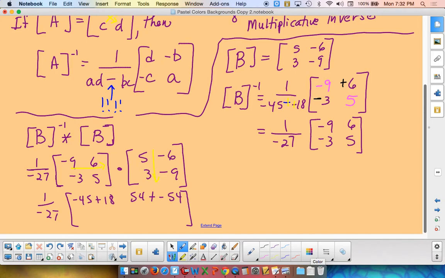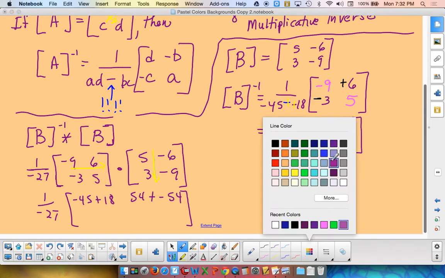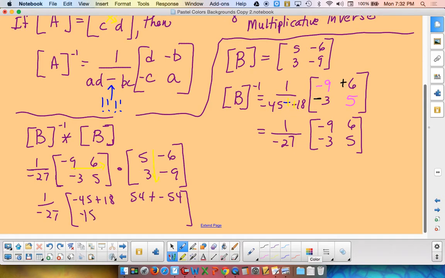Okay, now I'm headed to the bottom row. Second row, first column. First numbers would be -15. Second numbers would be +15. That, once again, is going to make a 0. And last but not least then, if I take bottom row, second row times second column, these are not going to make 0. I'm going to get 18 plus -45. Have I seen that somewhere before?